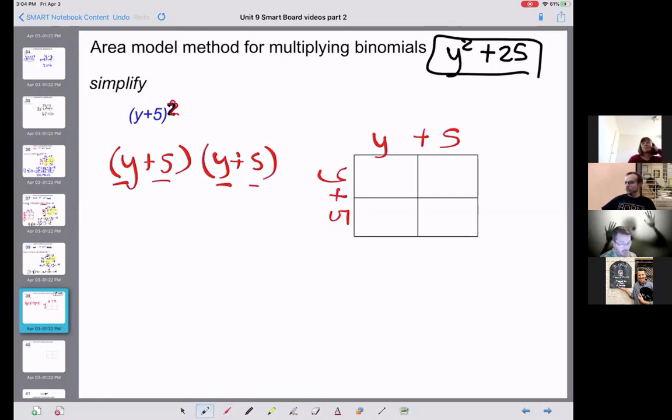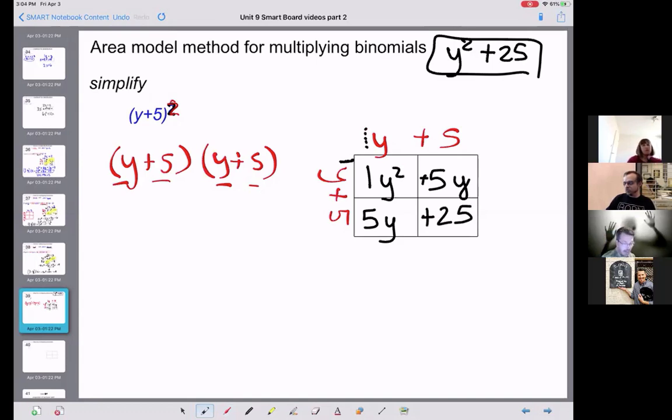And again, before I start, I'm going to add in my coefficients. There's an invisible coefficient here and an invisible coefficient there. It just helps you keep track of things. The way we multiply is 1 times 1 is 1. Y times y is y squared. And 1 times 5 is 5, positive, and we have a y left. Over here we have 1 times 5, which is 5, and we have a y left. And then 5 times 5 is 25.